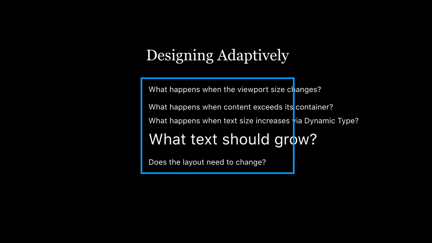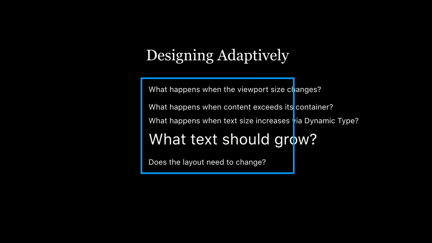When designing adaptively, it's important to engage in some design exercises. And these can be fun, actually, or at least I think they're fun. Like what happens when the viewport changes and you have to tap into size classes? Or what happens when content exceeds its container? The newspaper example. Or what happens when text increases via dynamic type?